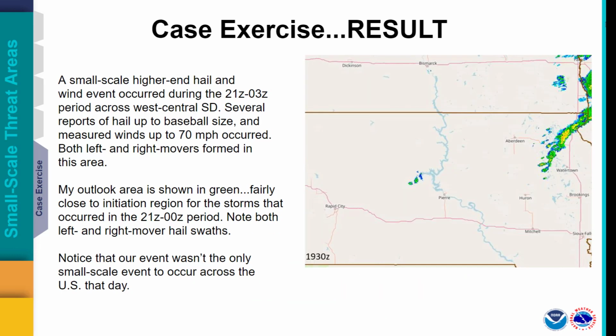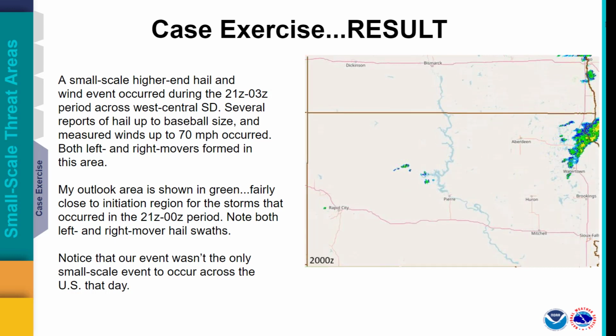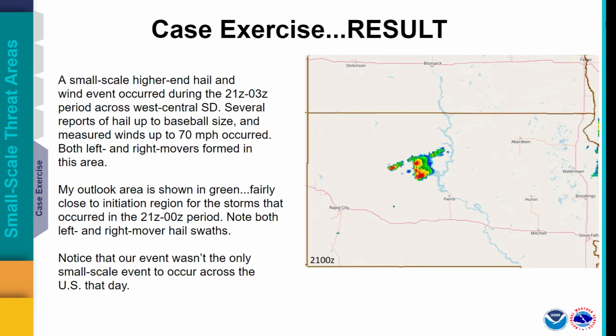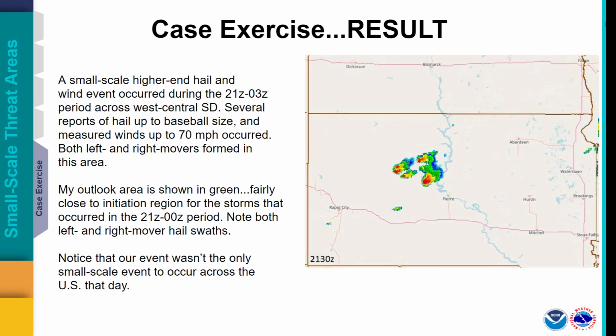A small-scale, higher-end hail and wind event occurred during the 21Z to 3Z period across west central South Dakota. Several reports of hail up to baseball size and measured winds up to 70 miles per hour occurred. Both left and right movers formed in this area.